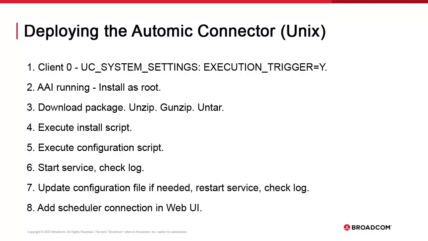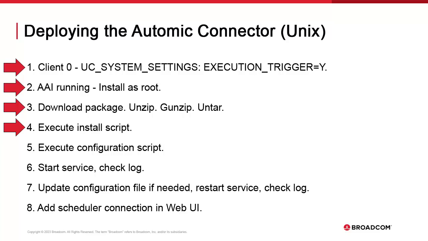This is the procedure. Before deploying the Automic Connector framework, we have to make one change in client 0 of Automic Automation. We enable the UC_system settings execution trigger variable, which may be enabled by default. Next, make sure AAI is running. We install the connector as root. We download the latest version of the AAI Automic Connector from the Broadcom download sites. We unzip it. On Unix, it produces a tar.gz file which you gunzip and untar. Untarring produces an installation script which you execute with the install option. Other options exist to upgrade or uninstall.